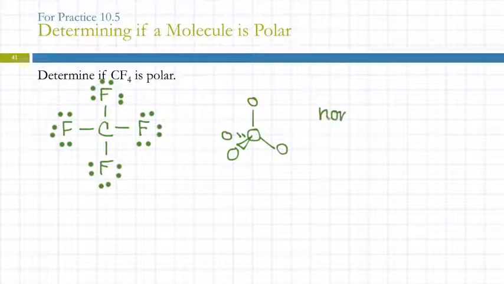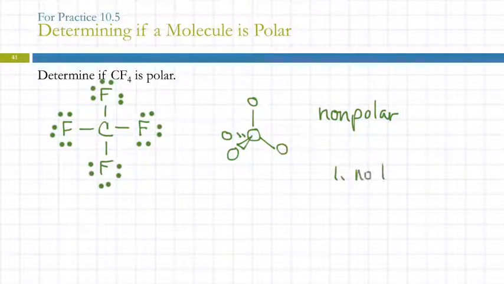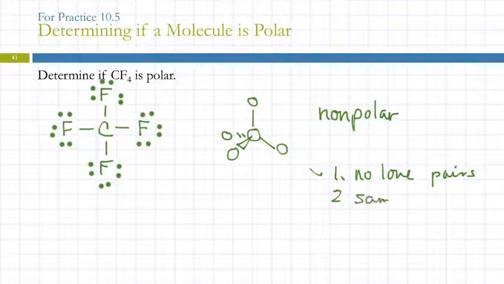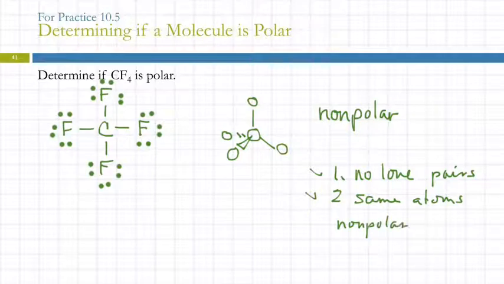So how do you use the shortcut? Look at the Lewis structure. Are there any lone pairs on the central atom? No. So the first condition, no lone pairs on the central atom, is true. The others don't matter. Are all the atoms bonded to the central atom the same? Yes. Also true. Same atoms, or same electronegativity. So both of those conditions are true, therefore this is a nonpolar molecule. Any questions?